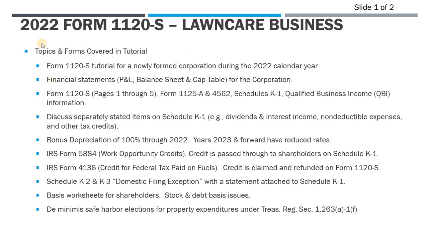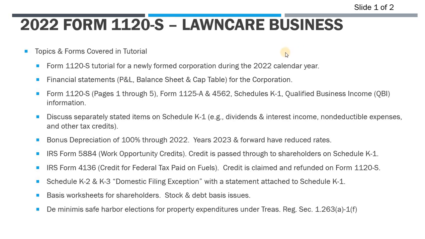Alright, for this video we're going to go over a 2022 Form 1120S tutorial. So 1120S is an S Corporation tax return, and the fact pattern we're going to be working with is a lawn care and landscaping business. Now this is the second video for this same fact pattern.